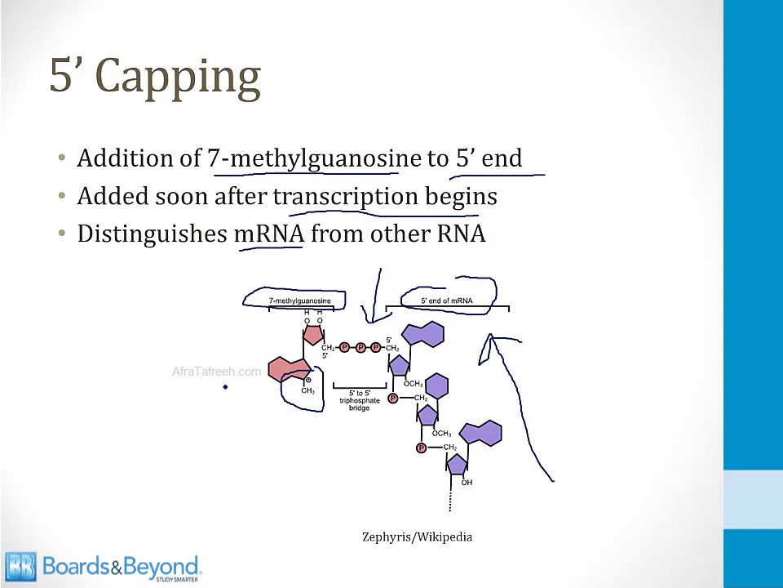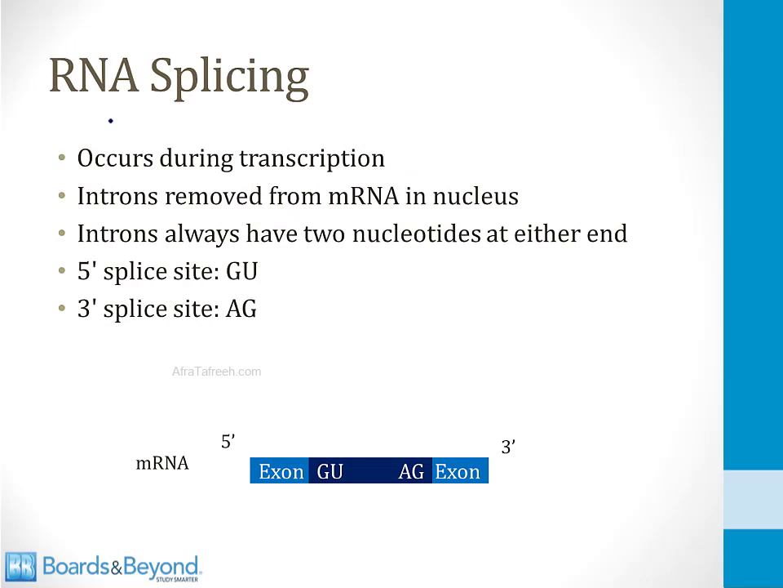Hence, it is called 7-methylguanosine, and this caps the 5' end of RNA to tell other structures in the cell that this is a piece of mRNA. RNA splicing is the second important modification that happens to mRNA in eukaryotic cells.